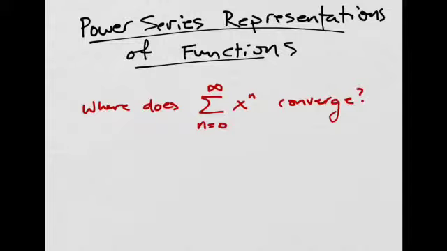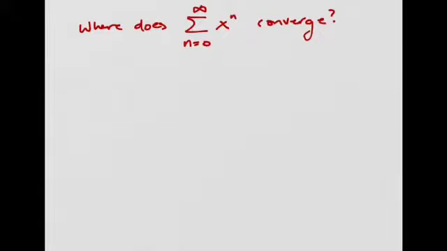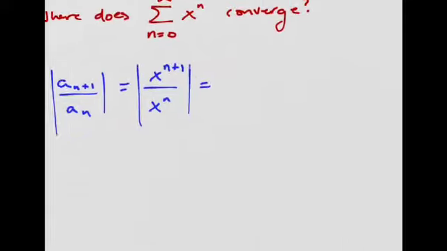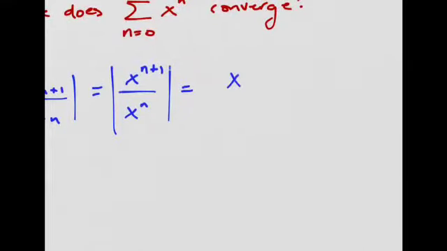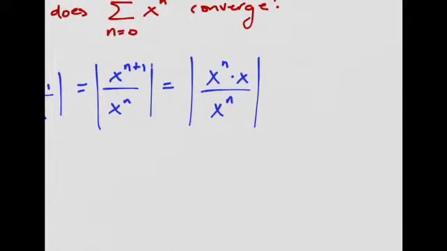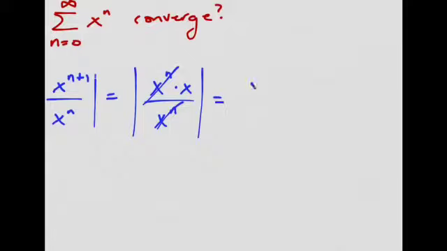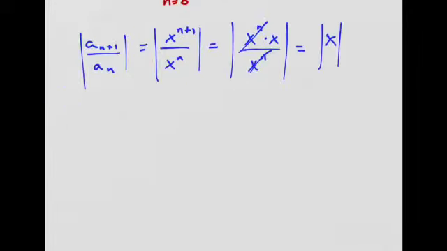Where does this converge? In other words, find the interval of convergence for this. Now we could use the ratio test and do x to the n plus 1 divided by x to the n. I could do that real quick. I'll do it. I don't know if this is going to help me, but we'll see. So I have that, and I also have x to the n times x over x to the n. And those go away, and I just get the absolute value of x. Now this converges, by the ratio test, when the absolute value of x is less than 1.